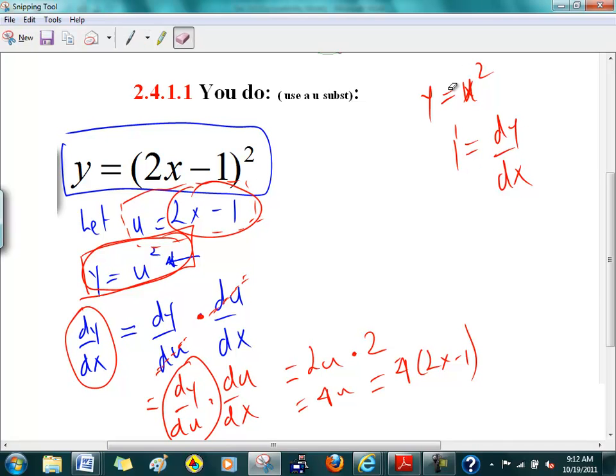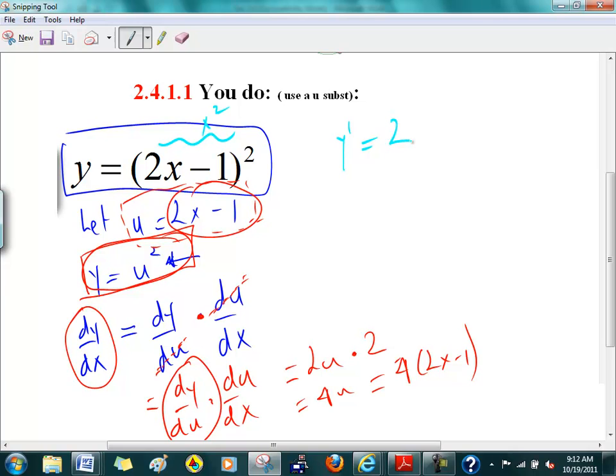Okay, so this was using the chain rule. It's using the chain rule through a u substitution. Let's take a look at doing it the faster, easier way. So what you're going to do is differentiate this as if it was an x squared. So you're going to bring the 2 down. You guys with me? Except that instead of x, it is 2x minus 1.